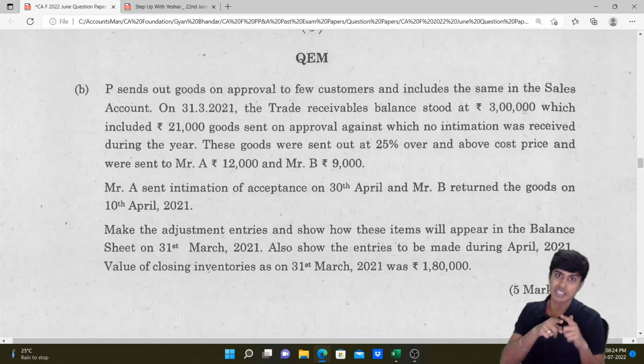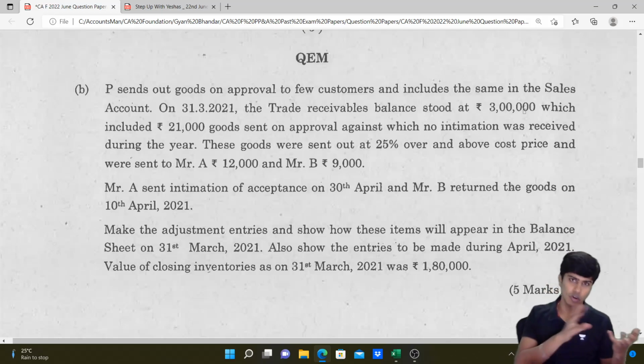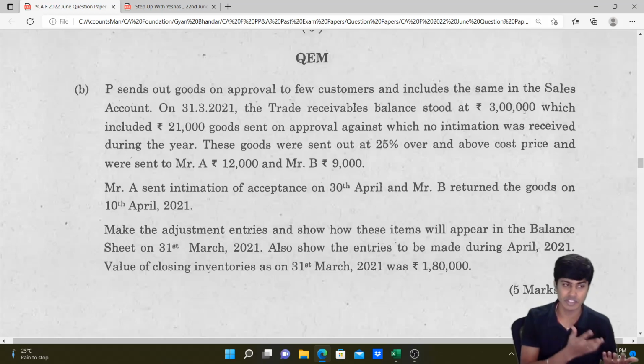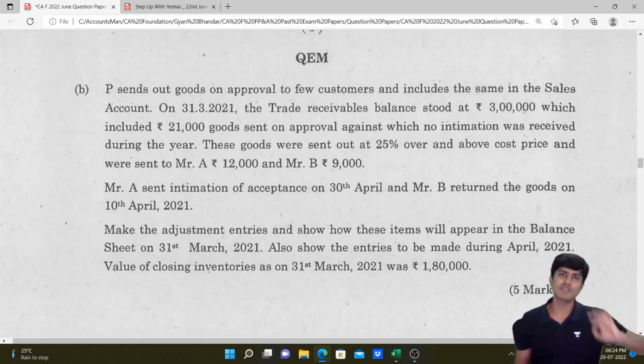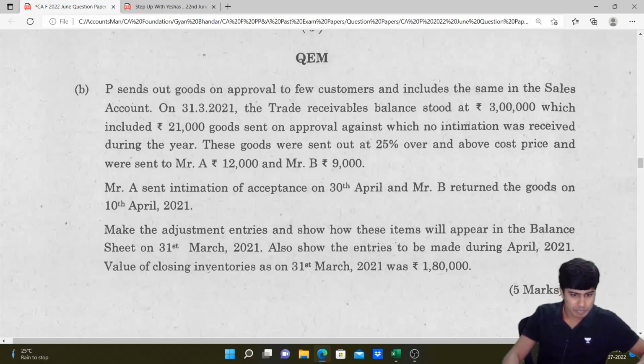So we have to reverse the sale entry. Had we not passed the sale entry, we would not have to reverse, but we passed it when we sent the goods, even before they accepted. So against 21,000, we have to reverse. The journal entry for reversal will be sales account debit to trade receivables, or you can write the names of the party if it's available. Is it available? No intimation was received during the year. These goods are sent out at 25% over.